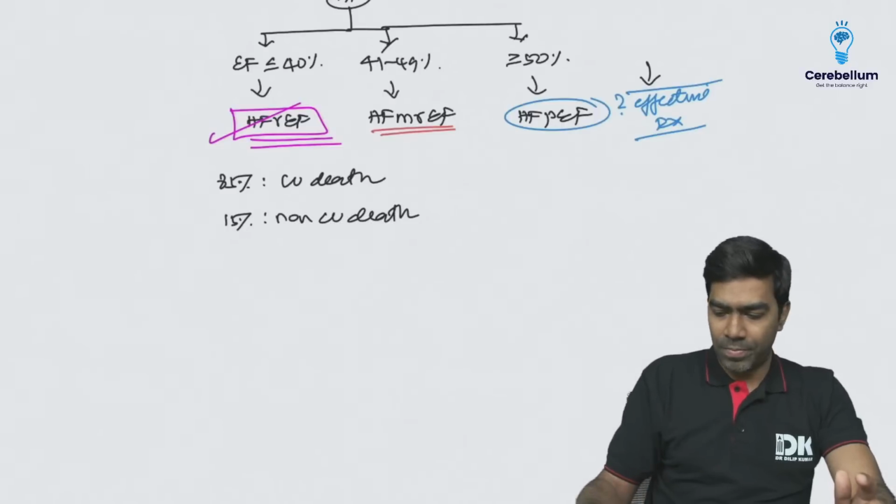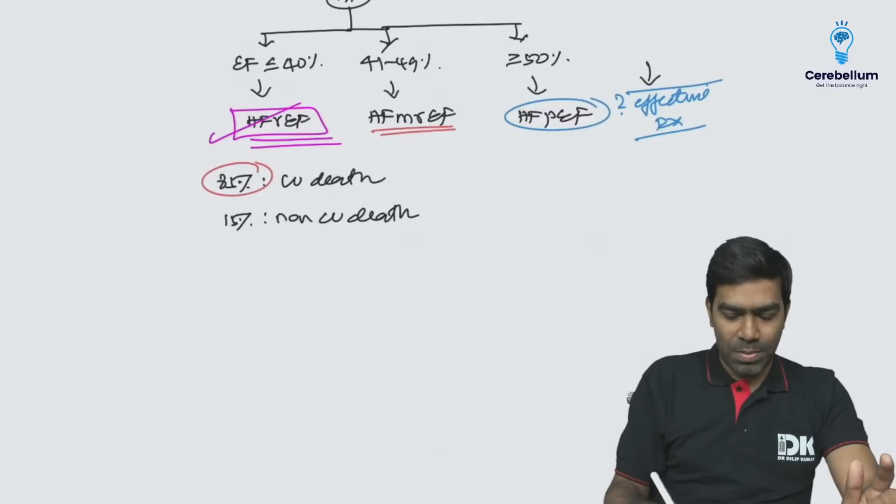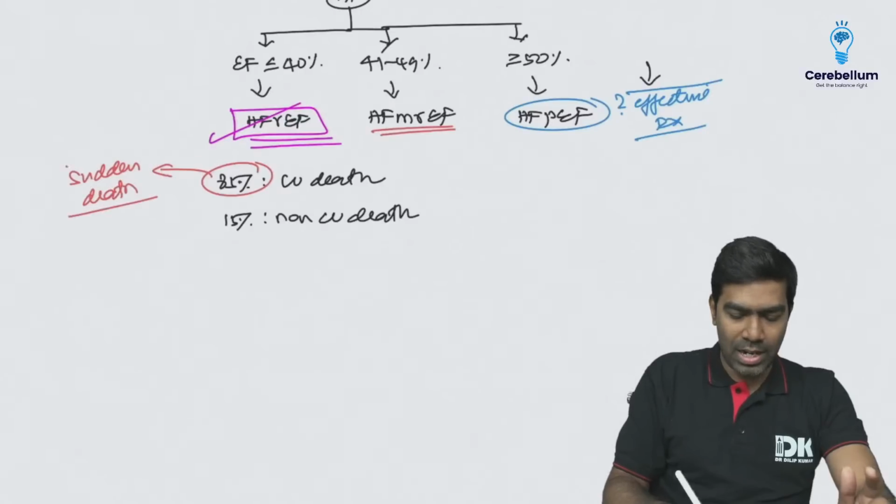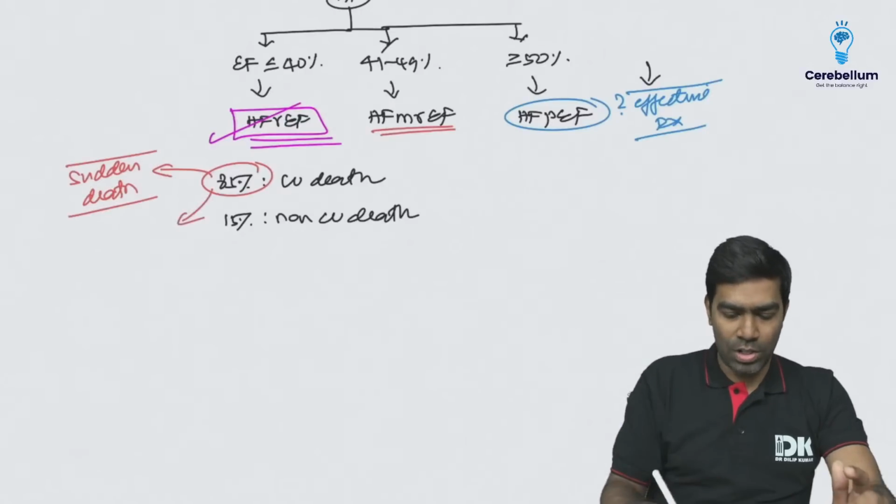This is the data. Which means 85% of the patients are going to die because of arrhythmias that cause sudden death. So CV death means two types. Sudden death, death within 1 hour of onset of symptoms.